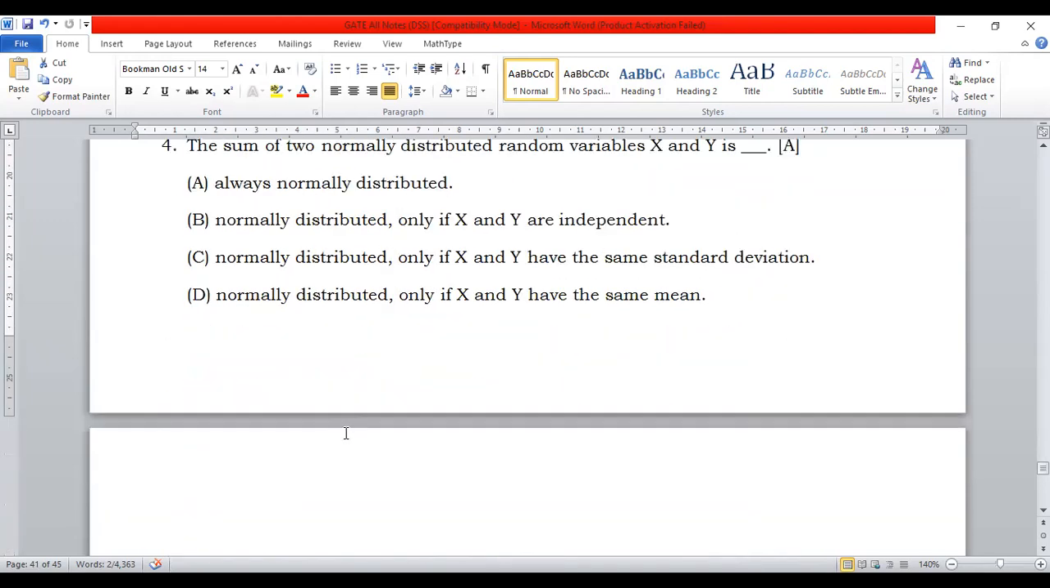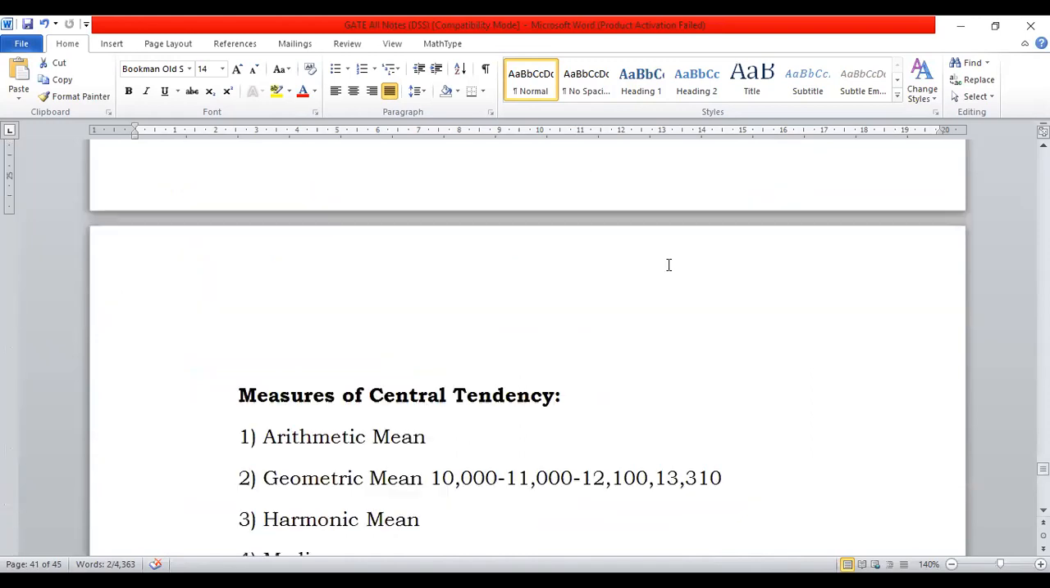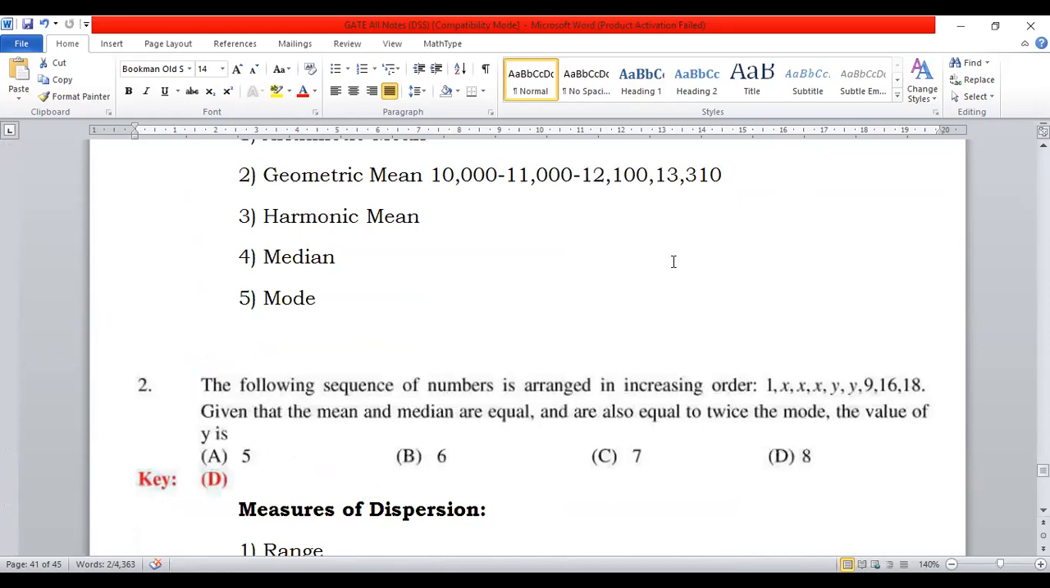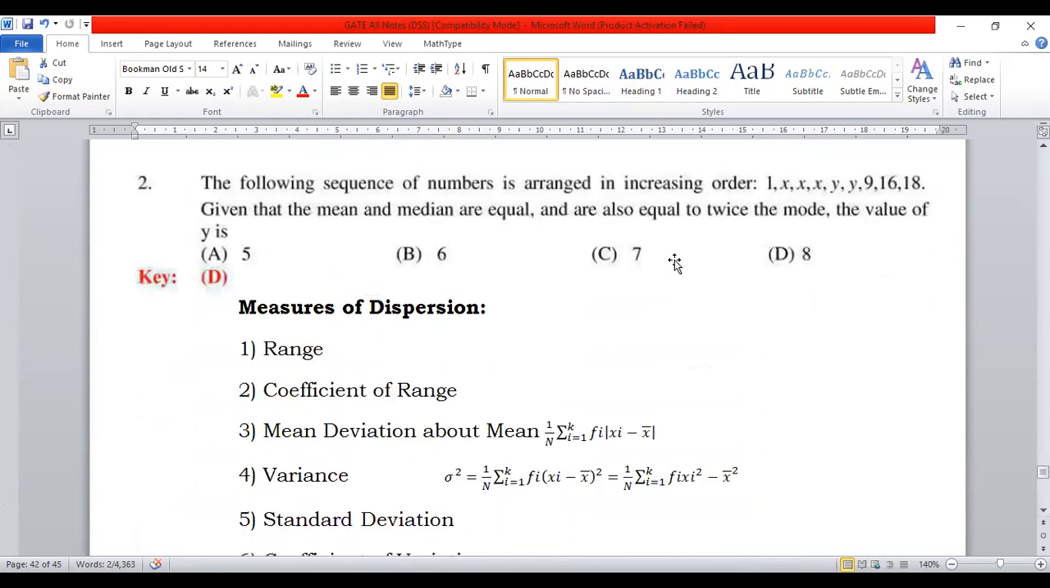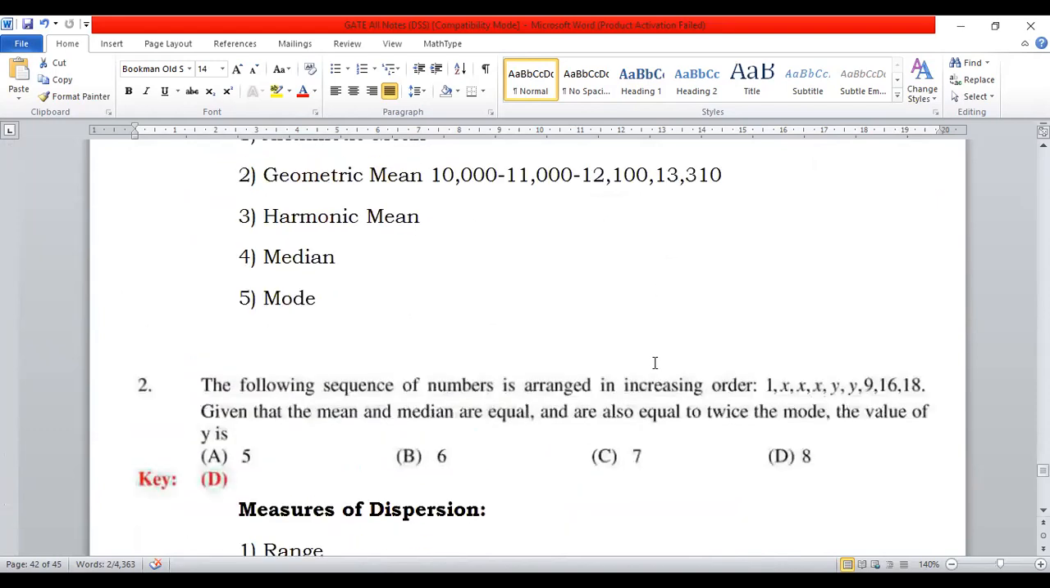Okay. The sum of two normally distributed random variables x and y is also normally distributed. Then there are some other problems in relation to this. So I will go back to here and I'll be sharing.